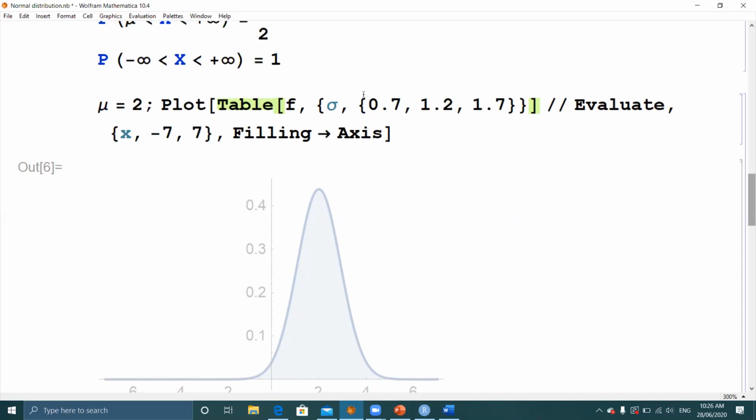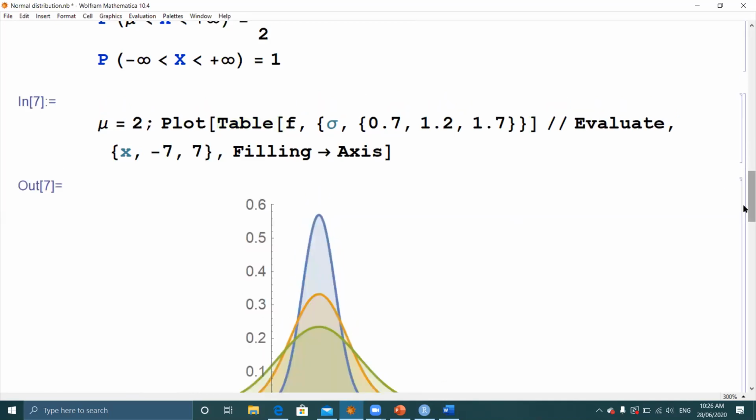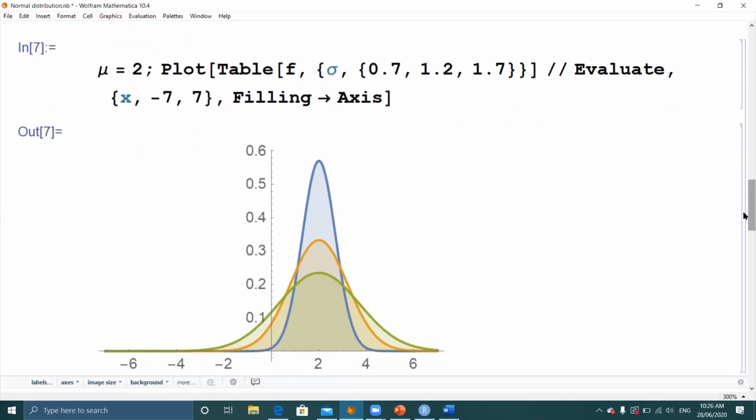And if I run this command, you can see different shapes of the curve, and all the peaks of the curves are on the same point. If I draw a line on these points, all these points touch the same line. So in this figure, you can see that sigma is different for all three shapes. Sigma is different, but mu is the same.